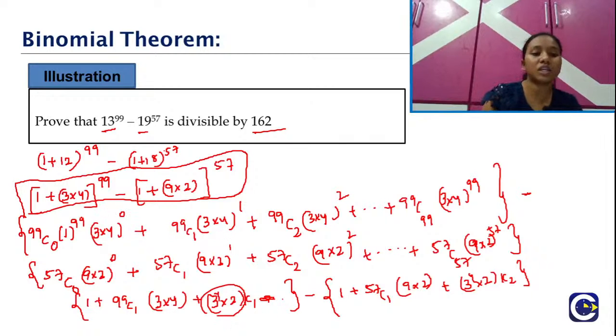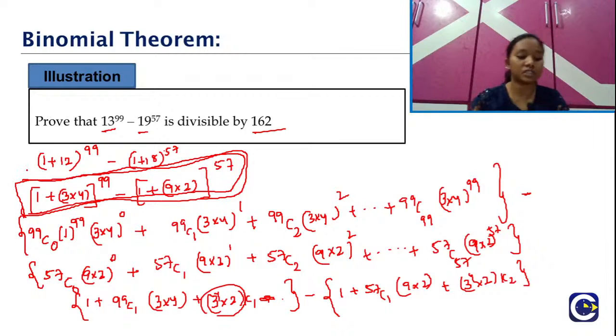So that means it is divisible by 162. But the crucial part here is this starting step. Once you are able to figure out the starting step, the rest will be easy to do. Right, so let's move on to the next one.